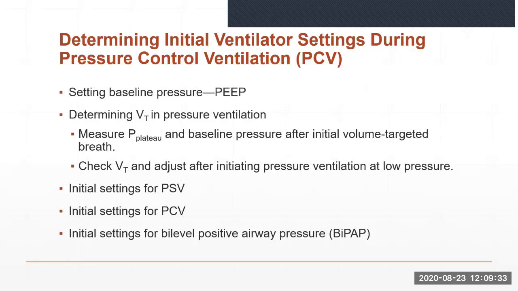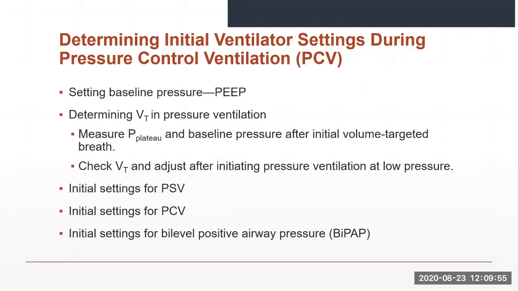The goals of adjusting PSV are threefold. First is to help increase or augment tidal volume to about 4 to 8 mL per kilo, to decrease the respiratory rate to less than 30 breaths per minute, and to decrease the work of breathing associated with breathing through an artificial airway.